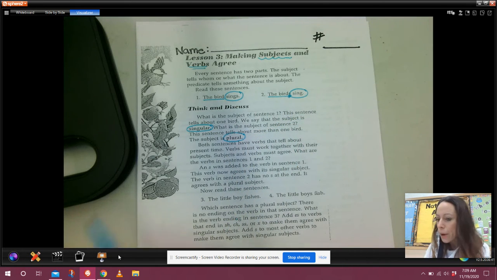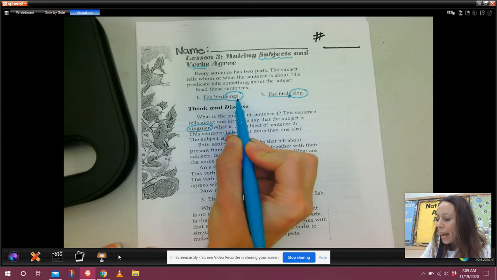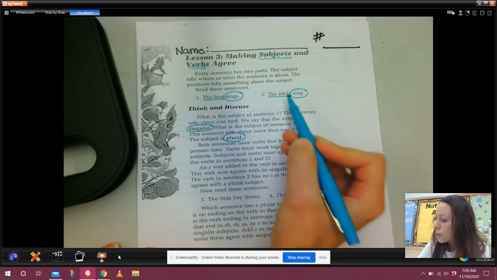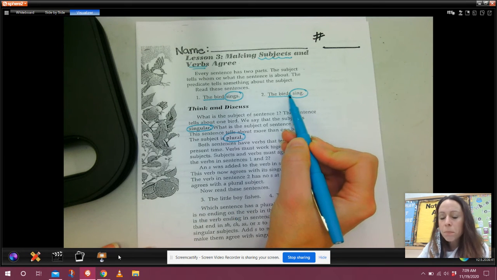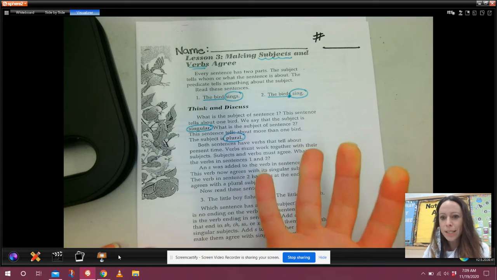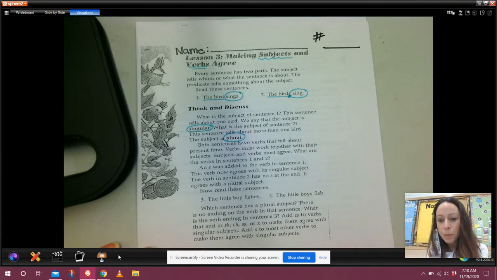Do you notice how if we have a singular one subject, we have to add an S on the end of our verb, so it makes sense. The birds sing. If we have a plural subject, we have more than one, who or what our sentence is about, we don't add an S. Okay, that's what we're going to be practicing today.